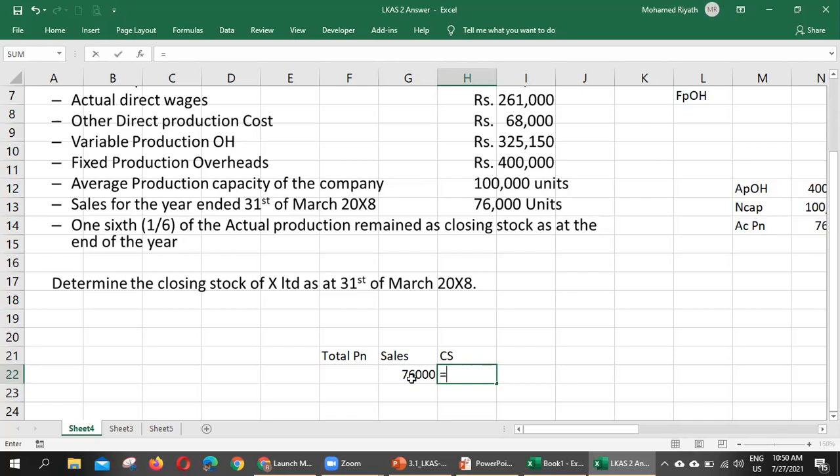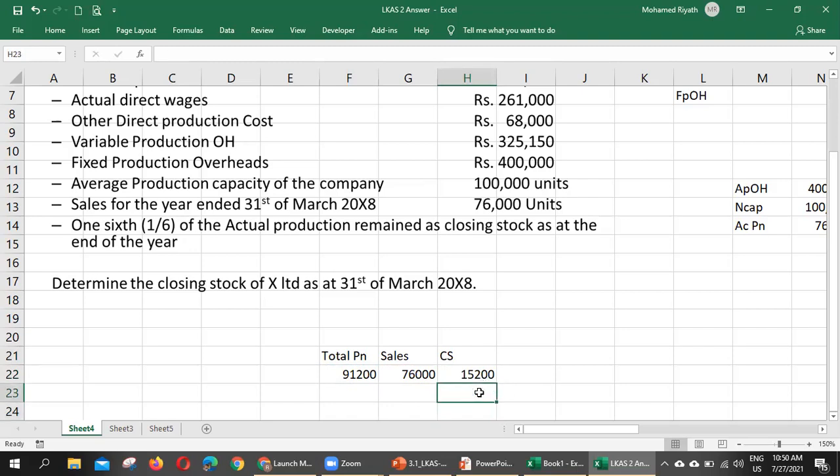This 76,000 is equal to 5/6, isn't it? So this is equal to 5, and we need 6. So total production is 91,200. Closing stock equals 1/6 of this, which is 15,200. Or you can find it the other way around, dividing by 6. You will get the same answer.